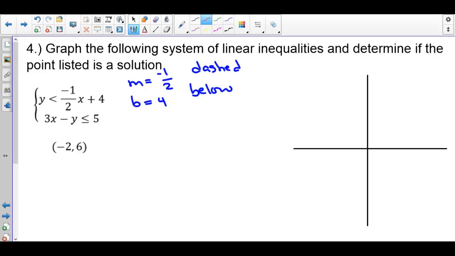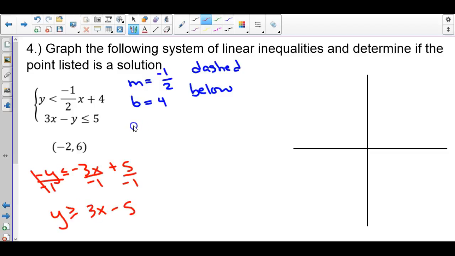Let me get the other one in slope-intercept form. So I'm going to do that first by subtracting 3x on both sides. And then I'm going to need to divide everything by negative 1. By doing that, when you multiply or divide by a negative coefficient to y, you're going to need to flip your inequality. So now it's going to become greater than or equal to, this will become 3x and then minus 5.